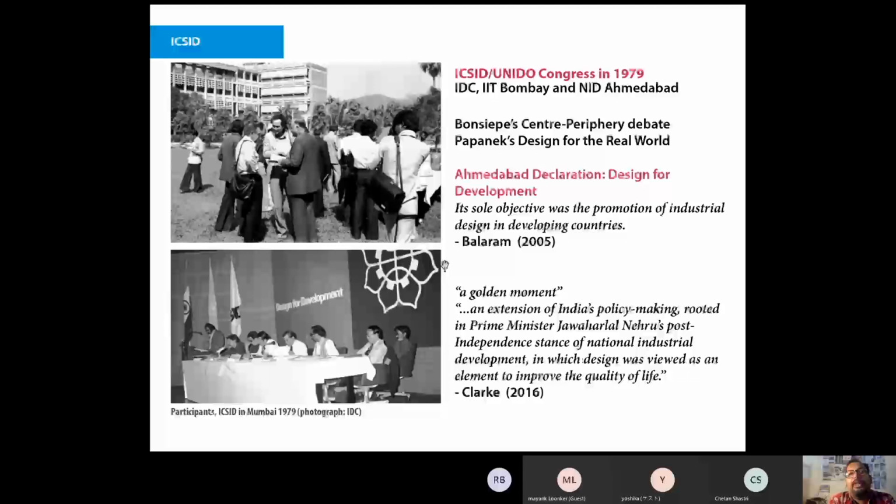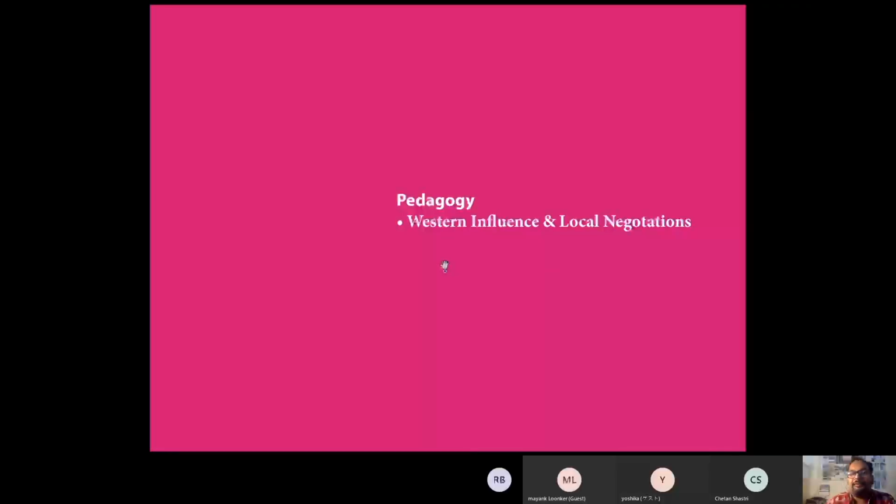One of the reasons I see is that a lot of problems, especially the functional problems, were solved through design in the developed economies. And now the developed economies were looking for several markets also. So this idea of design and development was projected through the central agency, ICSID.